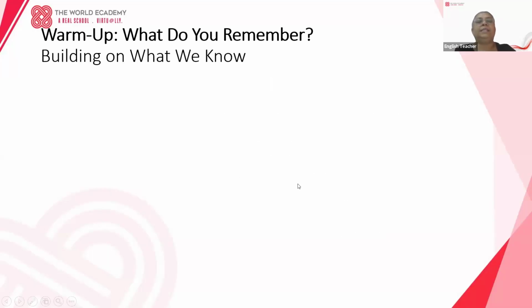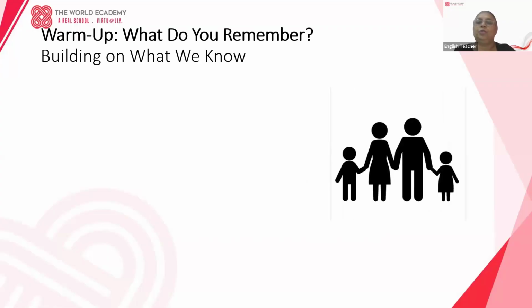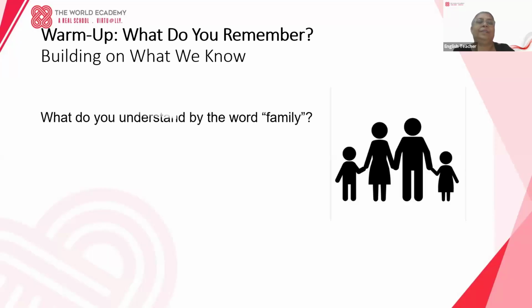All right, so before we start, let's observe. So students, what do you see in the picture that has come to your right hand side? You're right. It's a family picture. Mom, dad, two kids, a happy family, right? Now there's a question for you. What do you understand by the word family? When I say family, what exactly comes to your mind?